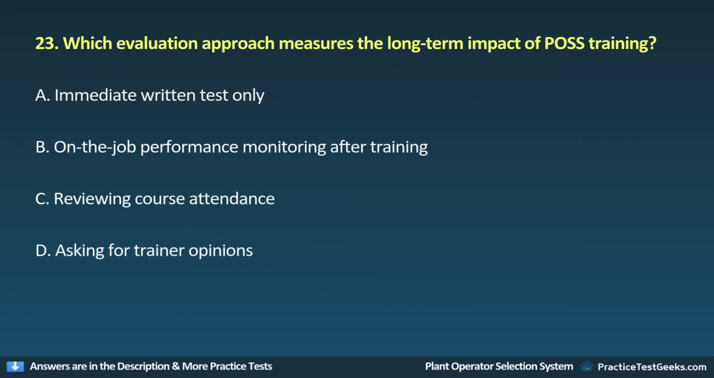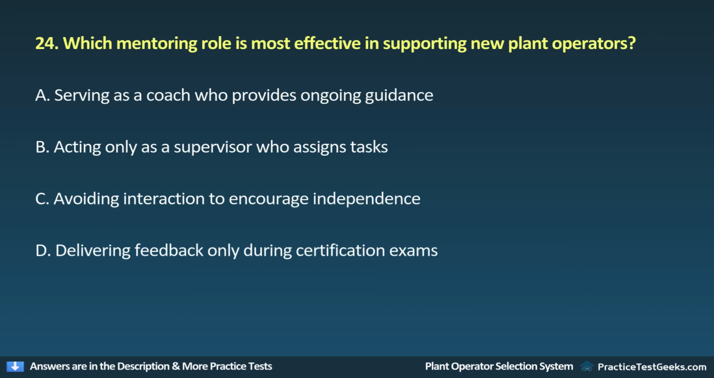23. Which evaluation approach measures the long-term impact of POSS training? A. Immediate written test only. B. On-the-job performance monitoring after training. C. Reviewing course attendance. D. Asking for trainer opinions.